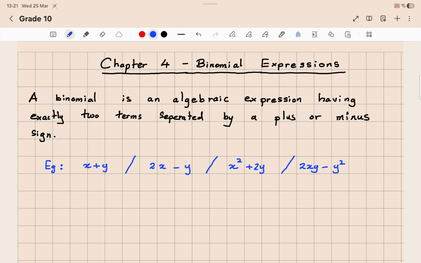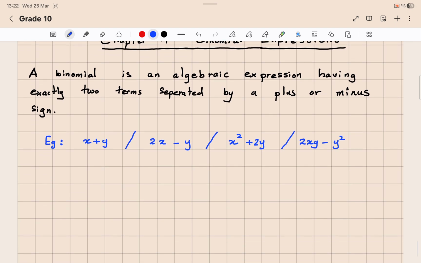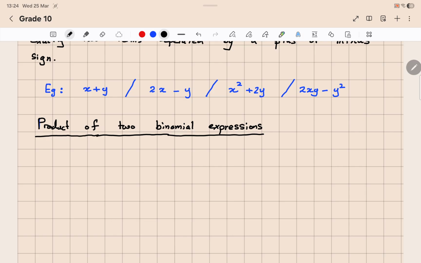Okay, so next we'll look at some arithmetic operations on these types of expressions. Right, let's look at product of two binomial expressions. Right, so let me explain the method through an example. Expand and simplify.